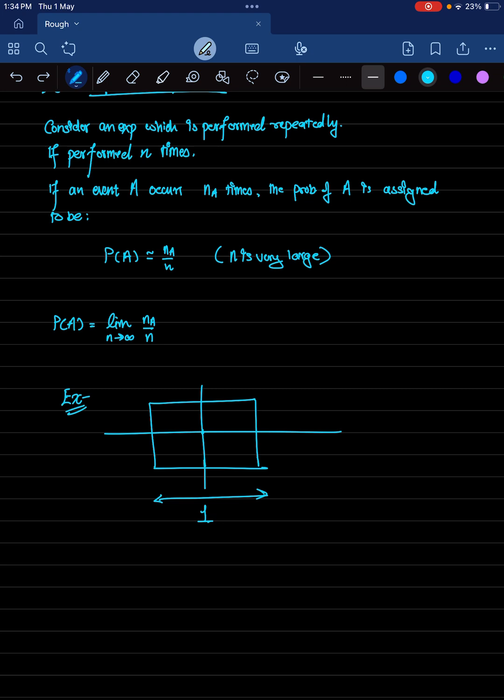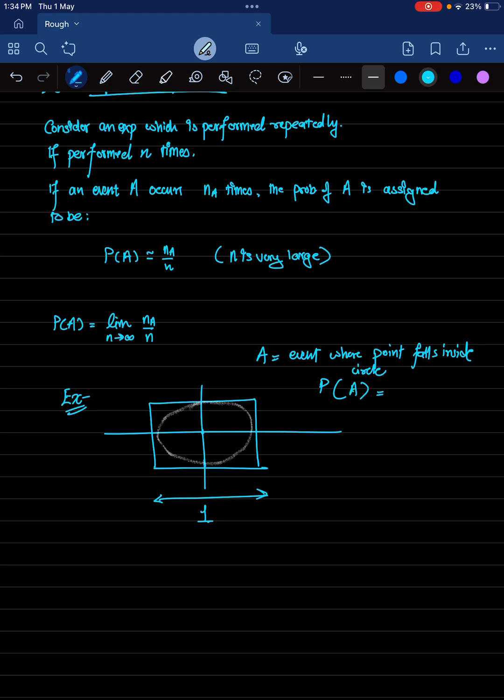Now the question is, if I want my point to fall in this circle that I have drawn, I mean it does not look like a circle, but bear with me here, what is the probability of that? By classical definition, I'll mark A as the event where the point falls inside the circle. P of A, you will say, is pi times 0.5 squared over 1 squared, since the radius of the circle is 0.5. So that will be pi by 4. This is by the classical definition.